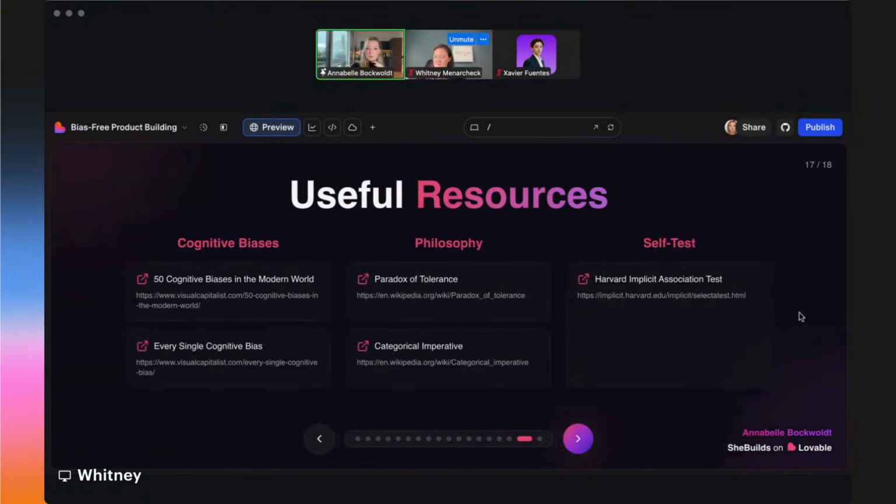Some more useful resources on cognitive biases. I can really recommend these two links on the left-hand side. Every single cognitive bias, apparently they claim, I think it's around 50. It's a long list with a lot of examples of all the biases which exist. And some really good examples, so that you kind of know which trap you could fall into. Here's another one from the same page, also with really nice visuals and examples.